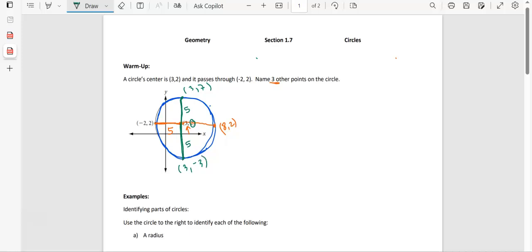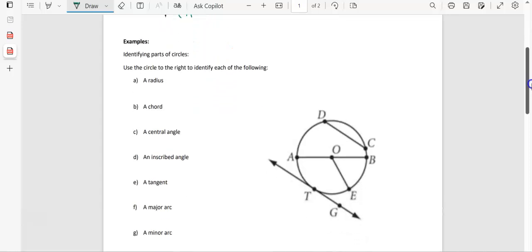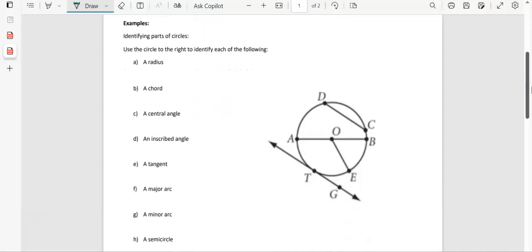Again, this is just confirming what we know about a circle and its definition. Let's look at the bottom here and start to do some identifying. One thing I want to mention is when we name a circle, we name a circle by its center point. And so in this diagram to the right that we're going to use as we identify all of our vocabulary, our circle is named circle O because it is its center point. So this is circle O.